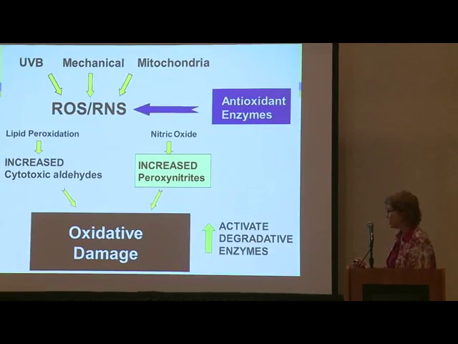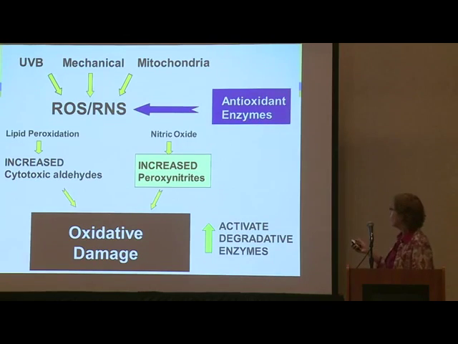Now, to simplify it: here we have the ROS and RNS. Where do they come from? Ultraviolet light, sunlight, as Dr. Bryan was saying. Rubbing the eyes too hard can irritate the eyes. There's a little tiny structure inside a cell called mitochondria. They normally produce reactive oxygen species. It's normal to have these.